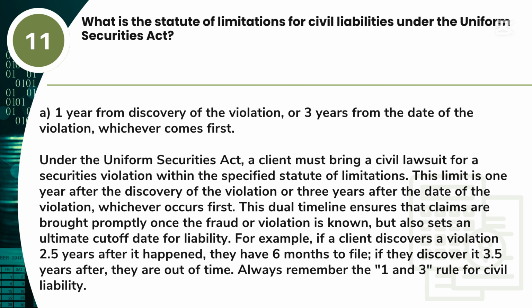For example, if a client discovers a violation 2.5 years after it happened, they have 6 months to file. If they discover it 3.5 years after, they are out of time. Always remember the 1 and 3 rule for civil liability.